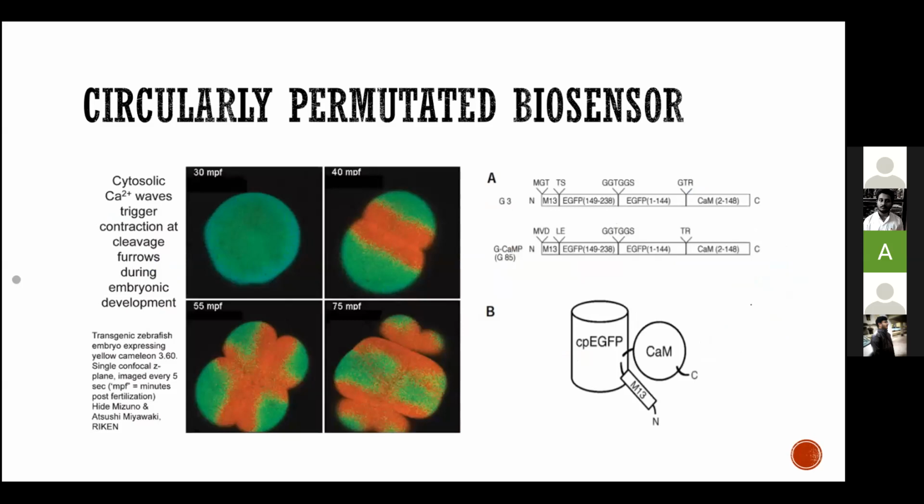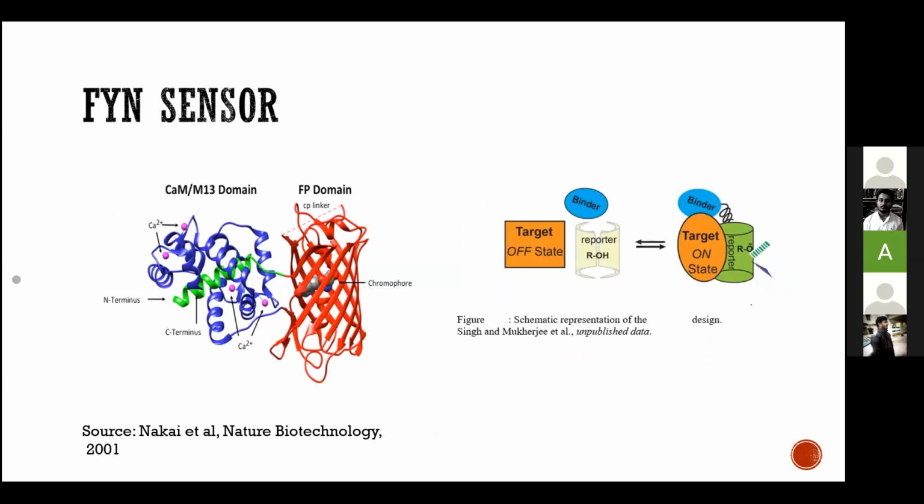Another thing about this one, CPGFP, CaM and M13. You said that the calcium 2+ ions just come and get in between M13 and CaM. At a particular time, can you see in this picture whether they bind and stay over there, or get removed at certain intervals?